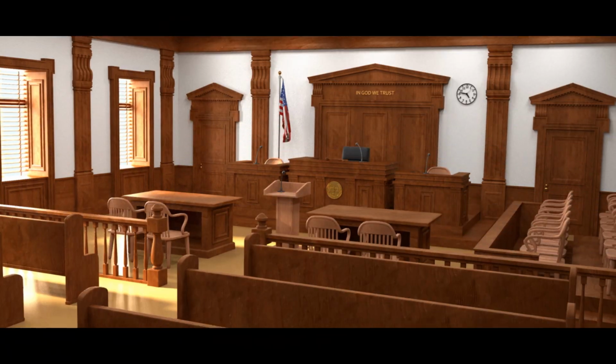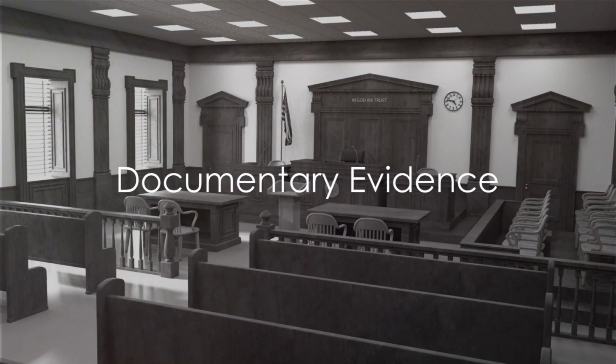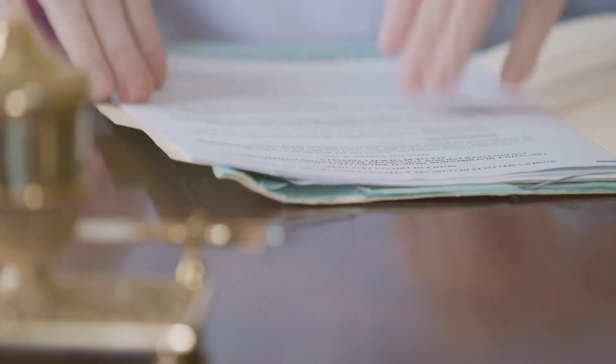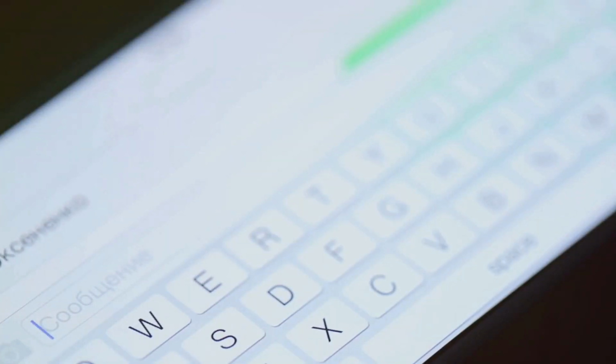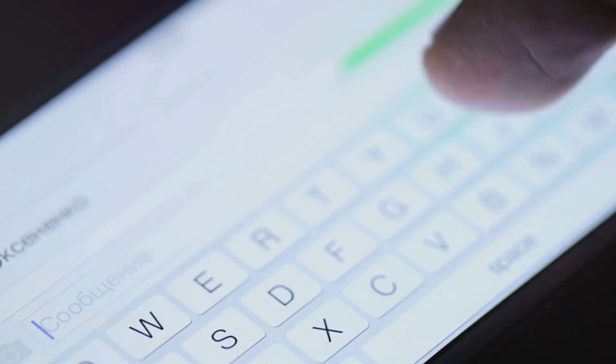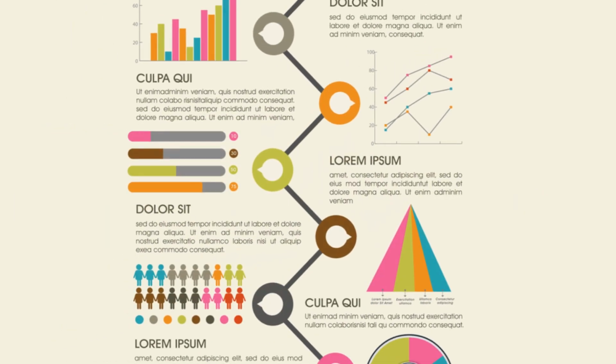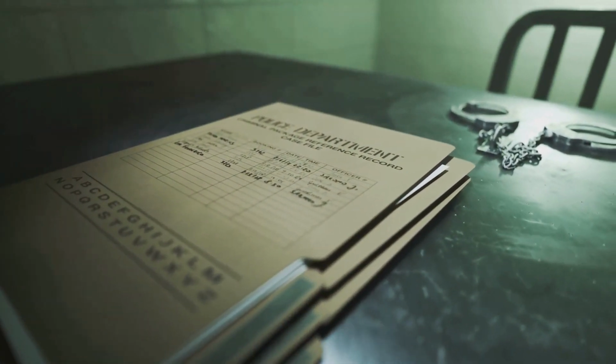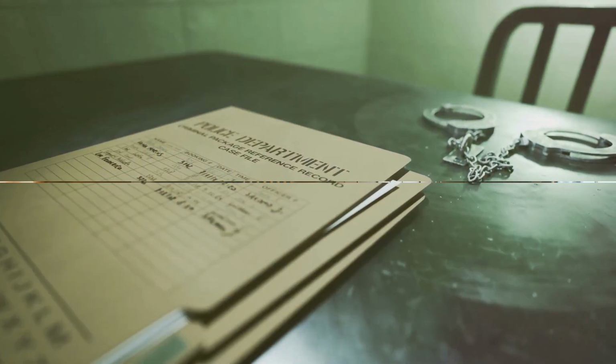or fear. Then we have documentary evidence. This type of evidence is any document that can help establish facts in a case. Think about bank records, emails, or text messages. These documents can provide a timeline, motive, or pattern of behavior that can be crucial in a trial.